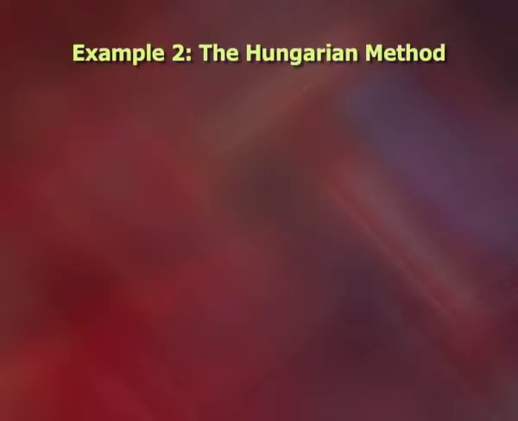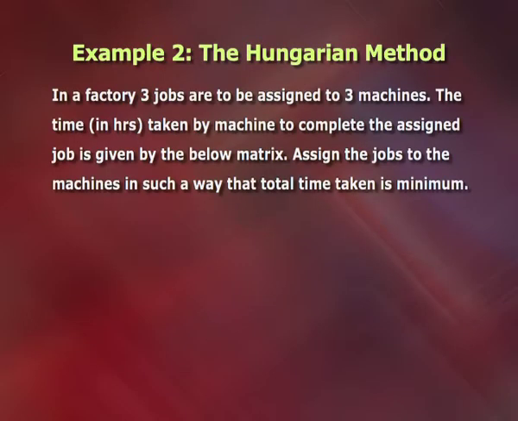Let us take another example. In a factory, 3 jobs are to be assigned to 3 machines. The time in hours taken by machine to complete the assigned job is given by the below matrix. Assign the jobs to the machine in such a way that the total time taken is minimum.